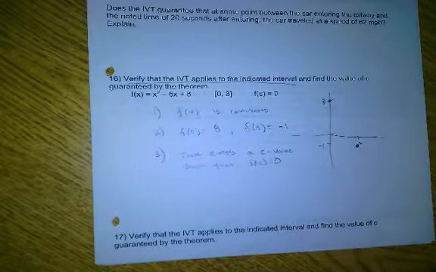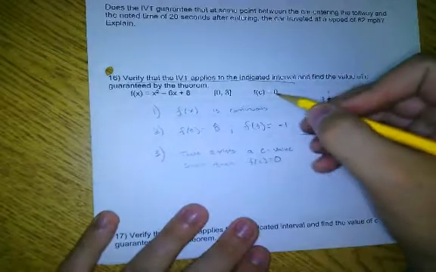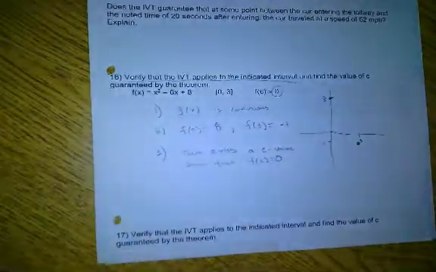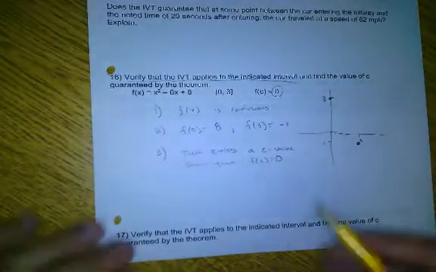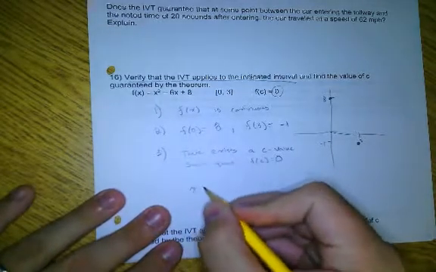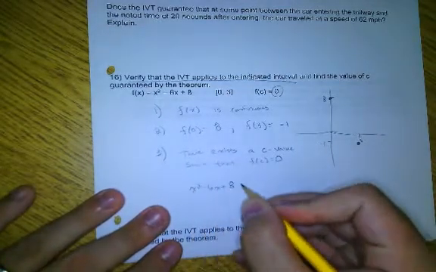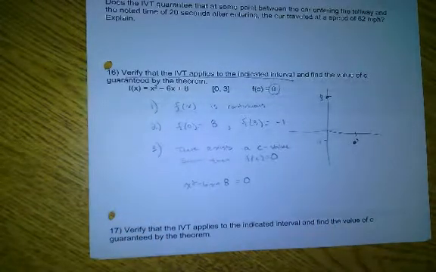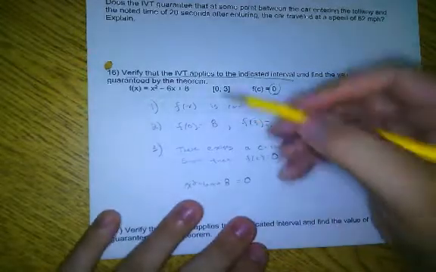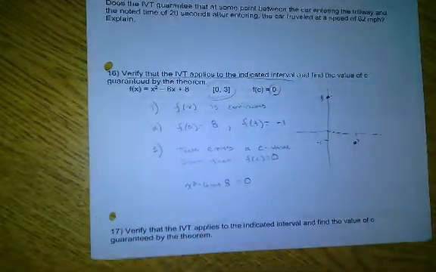Part 2, find c. How do you find c? Well, you set the function equal to, in this case, 0. Let's go ahead and do that. So we're going to get x squared minus 6x plus 8 equals 0. And our answer has to be between what two numbers? 0 and 3. Our c value.